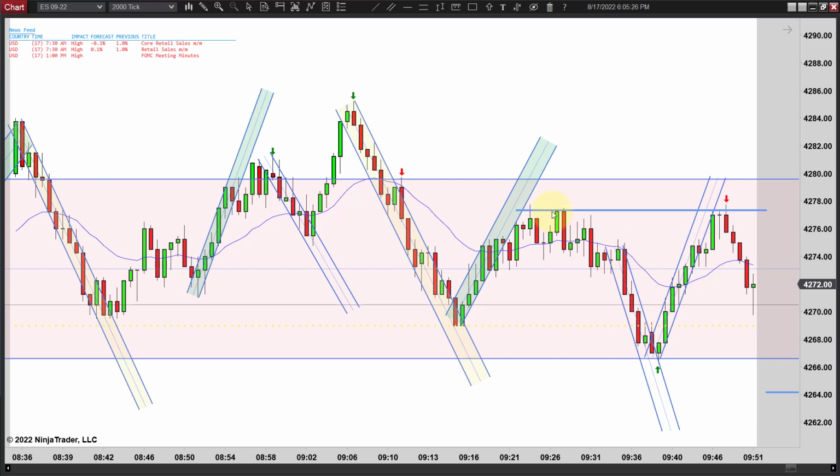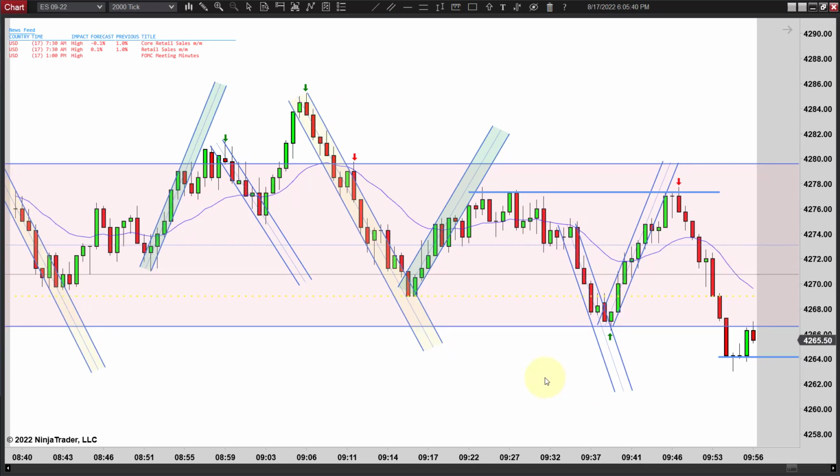But there are clues. Notice how we're making a lower high every time, and then we're making a lower low, lower high. So you would expect a lower low there. But this is really your signal bar, so you can't trade that. And look at that congestion. So I just don't like that one.